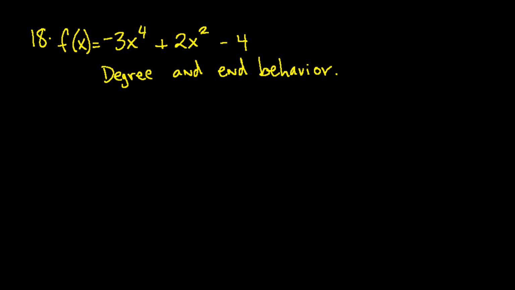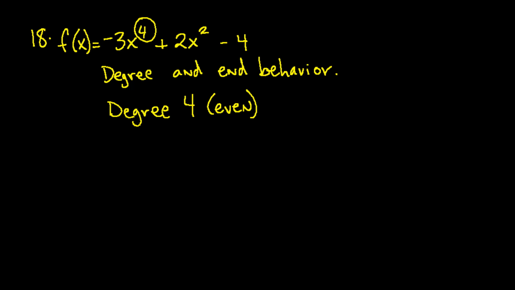This problem also has to do with polynomial behavior on the graph. We can determine the degree of the polynomial by looking at the highest exponent. So this is called a degree 4 polynomial. Because it's a degree 4, meaning it's an even polynomial, we know that the ends of the graph will be going in the same direction. So the ends of this graph will either be both pointed up or both pointed down.